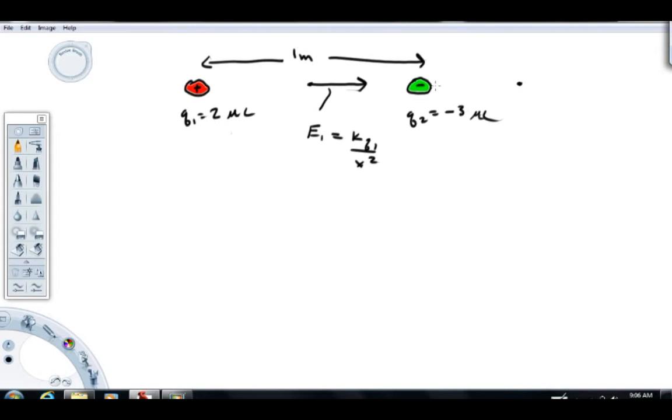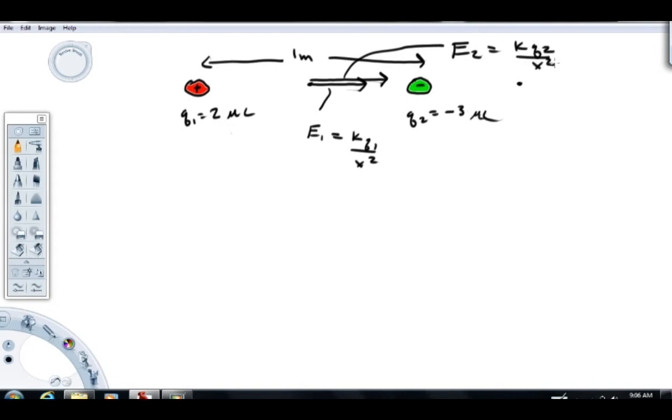Next, this negatively charged particle. If I were to put in a positive charge at that same point in space, it would feel a pull from the negative charge. Therefore, the force direction would be to the right, and therefore the electric field vector due to this negative 3 microcoulombs would be to the right. I'll call that one E2. And the magnitude of that is going to be kQ2, again, over x squared.